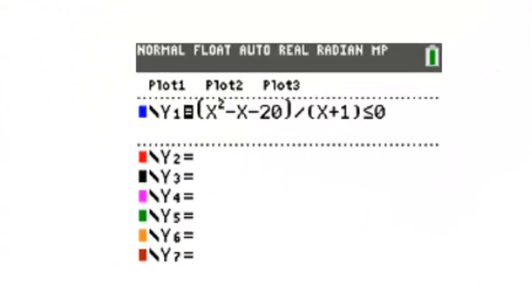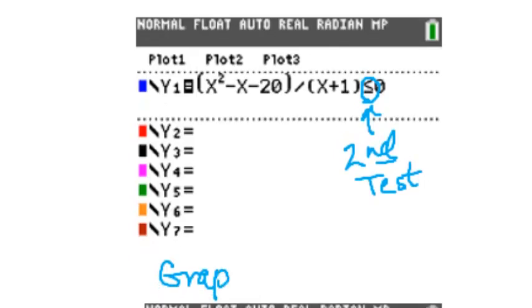Another way you can do this problem is you can actually input the entire inequality on the calculator. To get the inequality on the calculator, there is a test menu, so you have to do second test. I think that's the second math key. And so then you would just choose the appropriate symbol to get the less than or equal to, and then 0. And then you're going to graph.